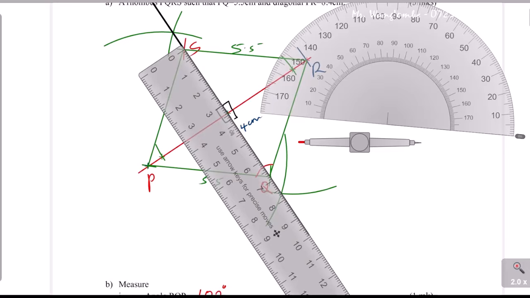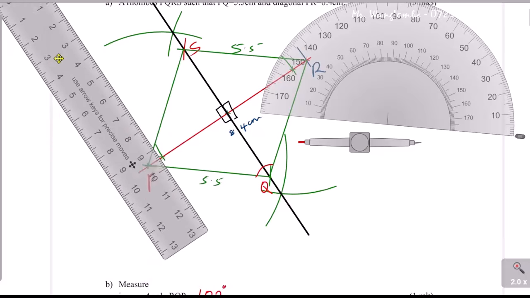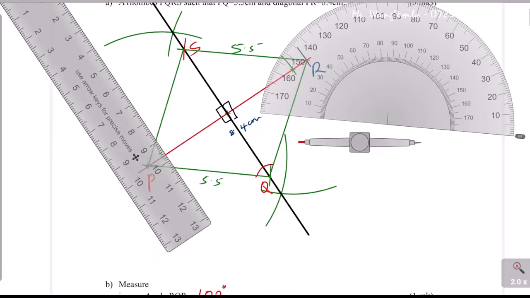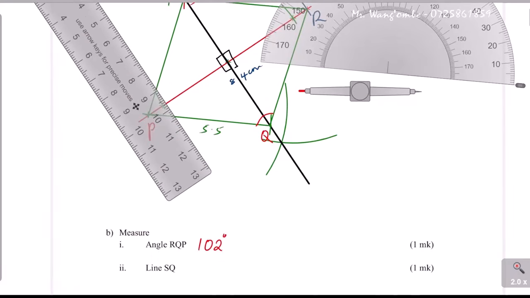So you can see, place starting from here all the way to Q. So this 6.5, 0.6, 0.7, 0.8. So that one is 6.8 centimeters. Again, a slight allowance is always given, plus or minus 0.1 or so on, something like that.